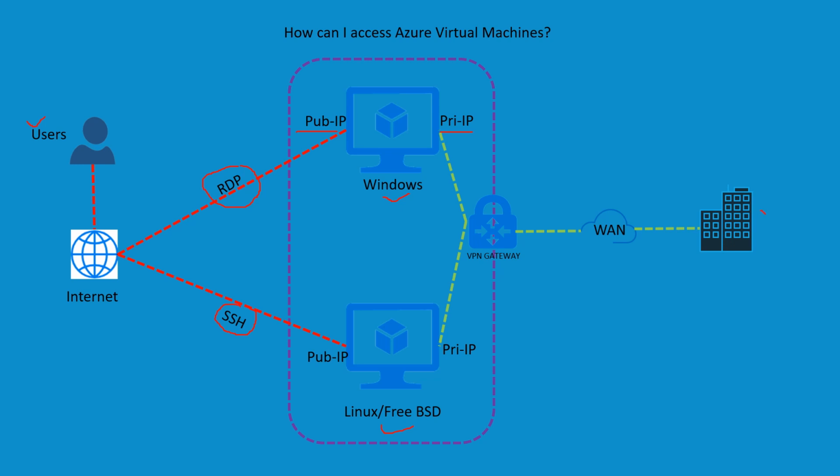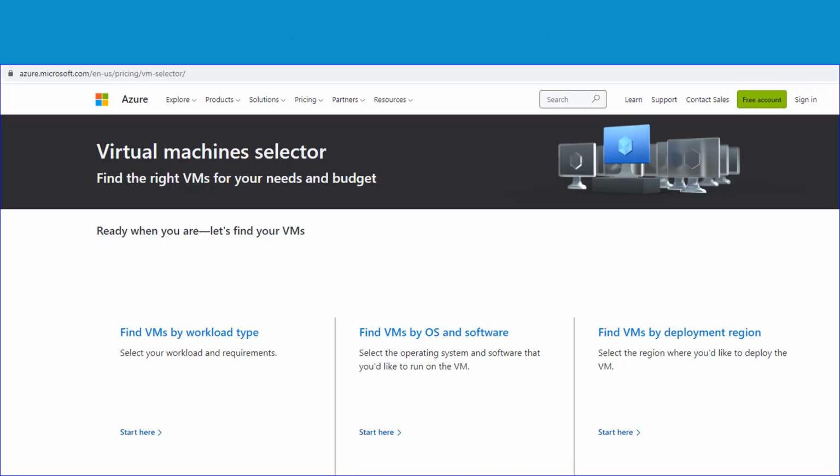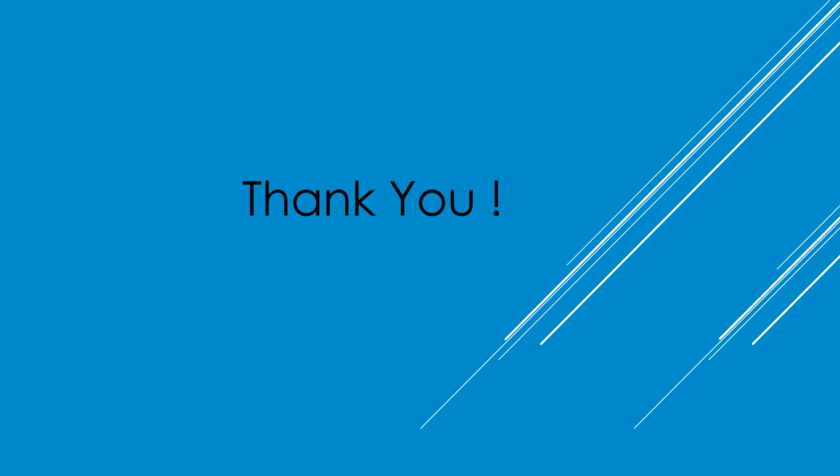I might be a corporation or an organization which has a VPN tunnel or maybe ExpressRoute connectivity to the VNet. In that case, I do not need a public IP address and I can connect to my resources using the private IP address. Those are internally routed. You can also take help from this portal, which is the VM selector, or virtual machine selector. You might be aware of your workload type. You can use this portal based on workload type, operating system and software, and deployment region, and it is going to suggest the appropriate VM which will work for your requirement. Thank you for watching, and I will see you in the next section.